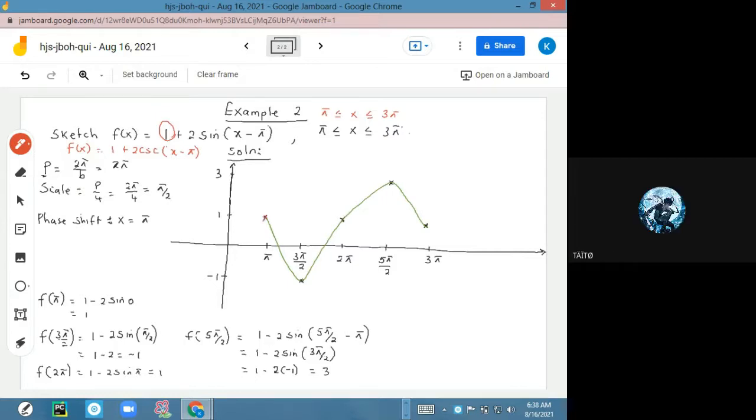Sir, sorry to interrupt. Is the original question 1 plus 2 sine or 1 minus? It's 1 plus 2. Because looking at how you're replacing there, I'm seeing minus 2 sine. How are we getting there? Okay, I get it. What happened? Let's go back to the question. This is supposed to be plus.